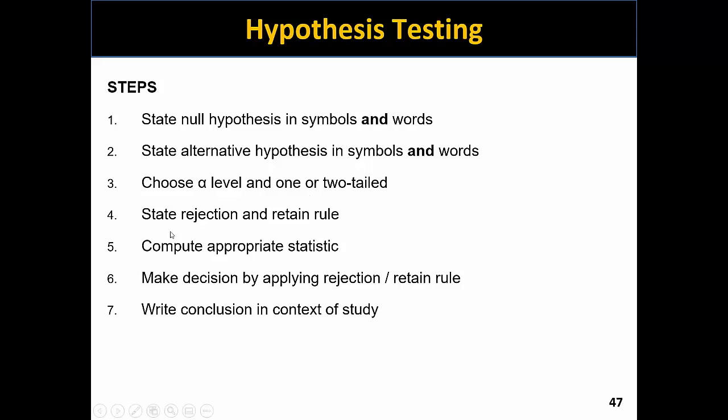We have not done this in this unit, but we will demonstrate how to state the rejection and the retain rule. We'll go through the actual statistical calculations, and then based upon the final answer, we will go back to our null hypothesis. We'll make a decision on whether we reject or retain the null hypothesis, and then we write the conclusion in the context of the original research question. So this ends our final lecture of Unit 3.